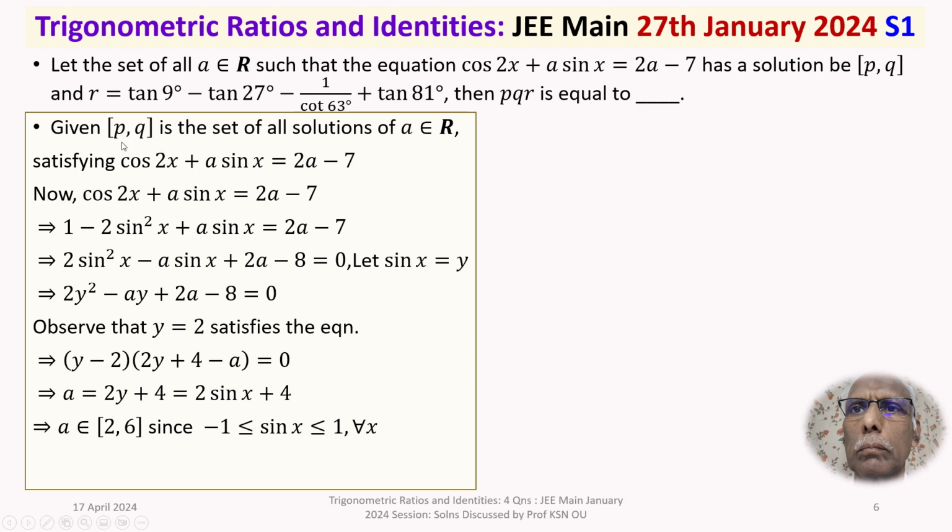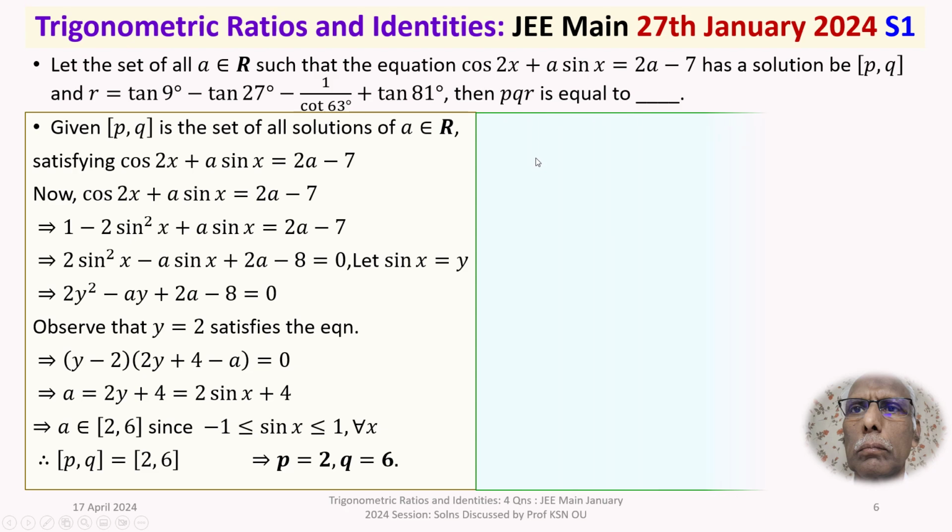it is given that the closed interval P comma Q is the set of all solutions A belongs to R satisfying this equation. Therefore, the closed interval P comma Q is the closed interval 2 comma 6. From this we get P is equal to 2, Q is equal to 6, because we wanted to find PQR. Agreed. Now let us take the next one, that is R.